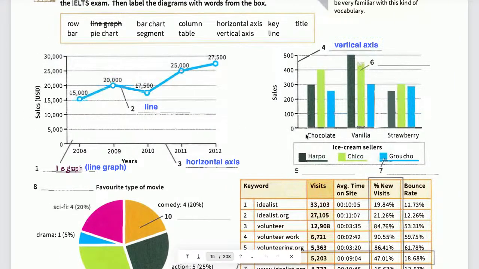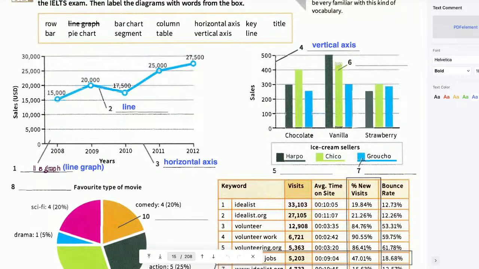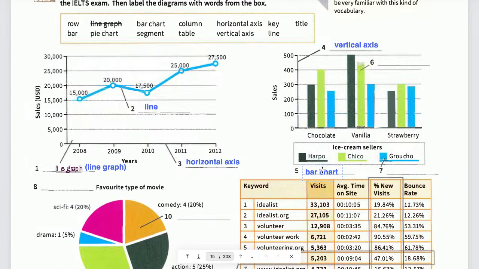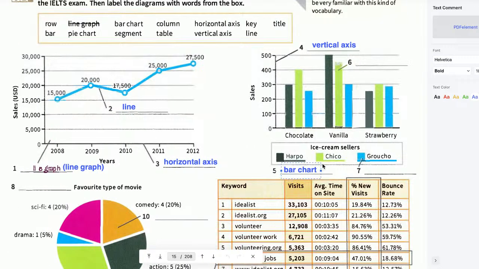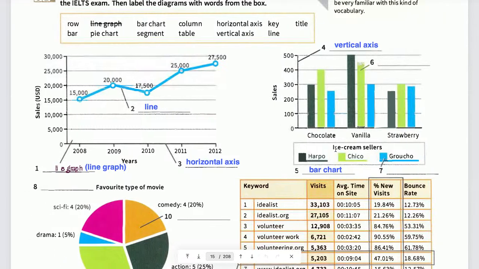Alright, now number five. I think number five, we need to mention the name of the chart, right? Or the graph, because here, number one, we have line graph. So number five should be what? We look at this and we call it, how can we call this graph? Bar chart, yes. The reason it is called a bar chart is because it has a lot of bars there. You see? We call it a bar chart.